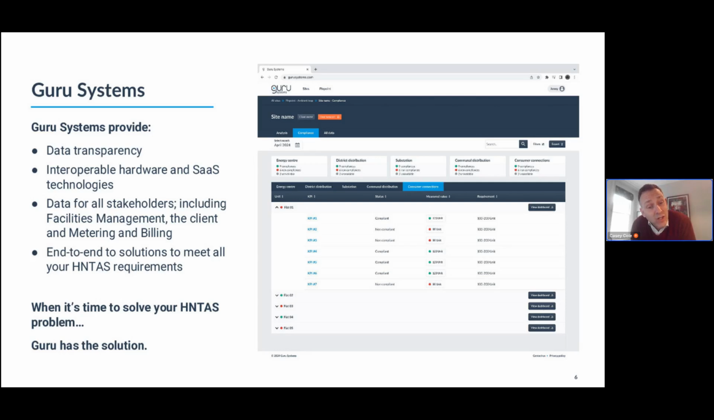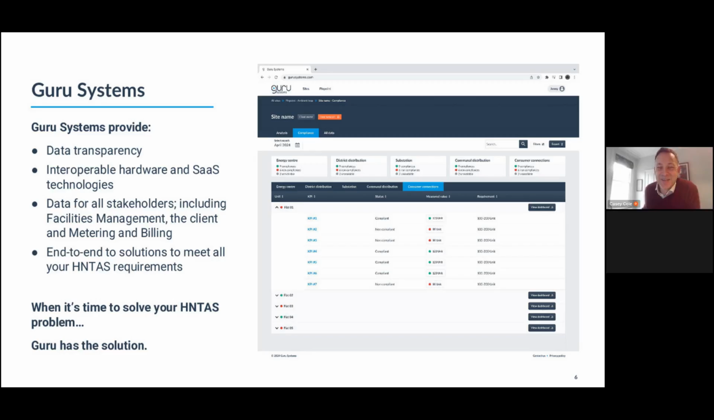And then we have to glue that all together in order to ensure that the heat network operator is able to comply with their HNTAS requirements. And that is Sula's presentation.